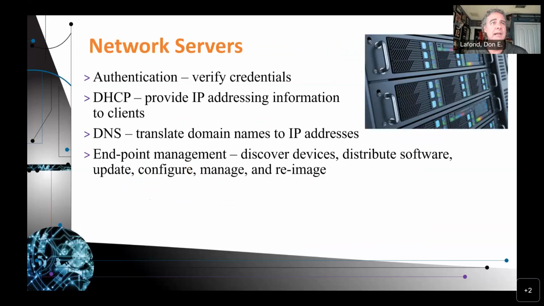Network servers: authentication, AAA server, verifying credentials. You have a DHCP server that hands out IP addresses from a pool. DNS translates domain names so that it doesn't have to go all the way to the top level domain or your ISP to get an address, google.com, for example. Endpoint management: discover services, distribute software, update, configure, manage, and re-image.